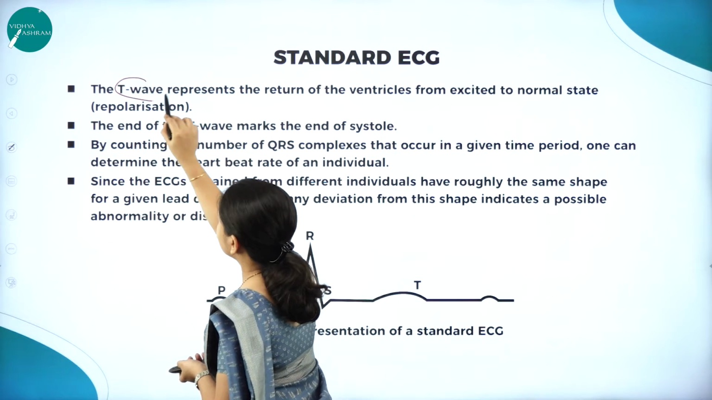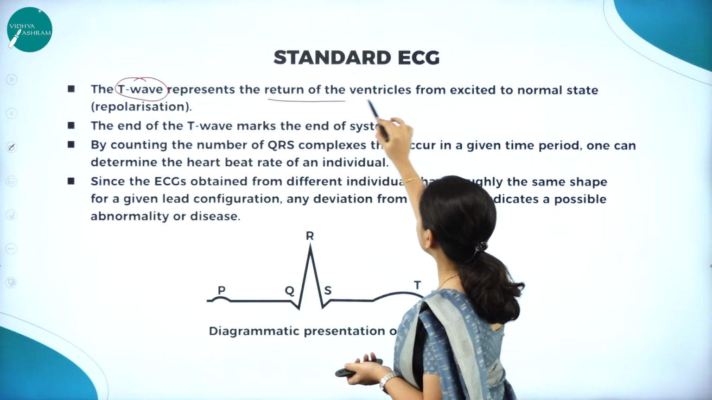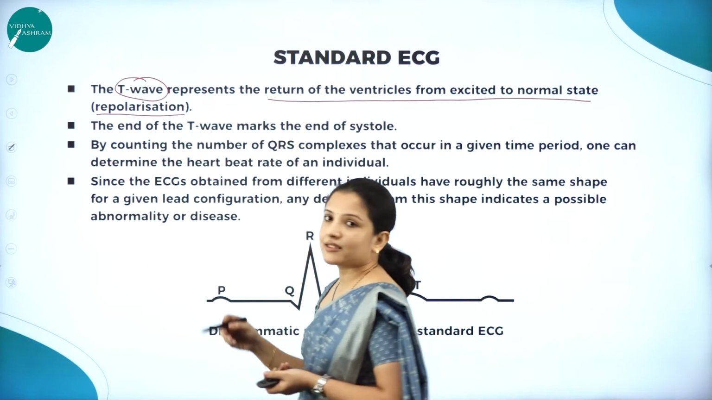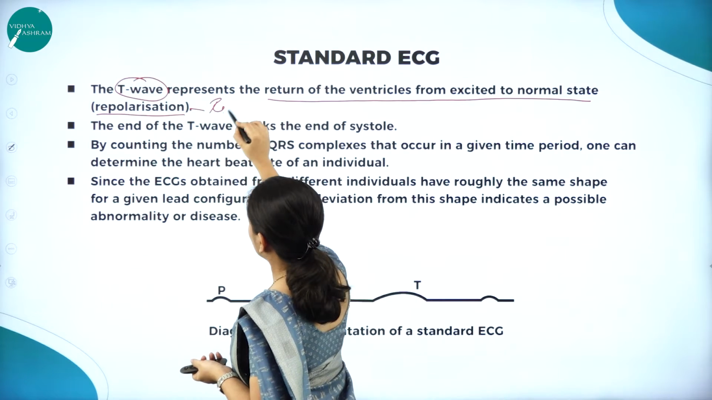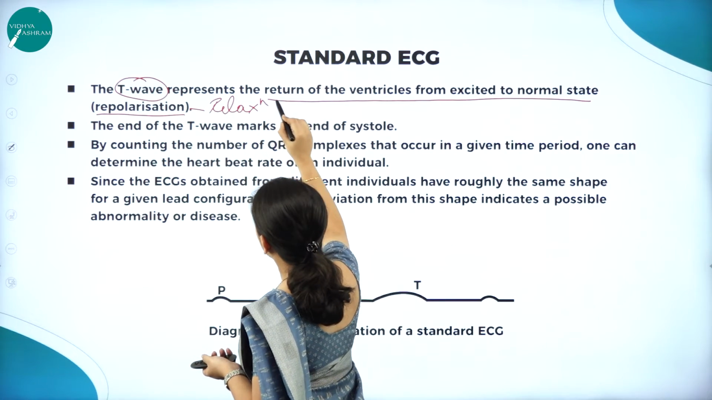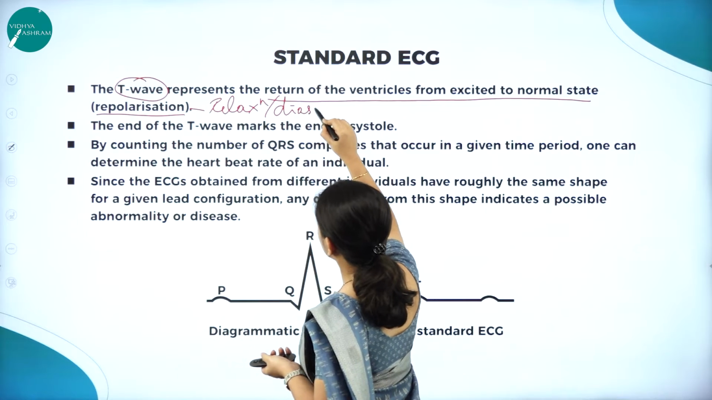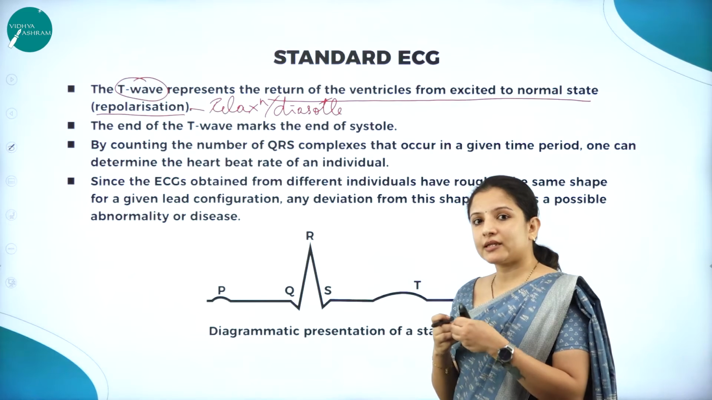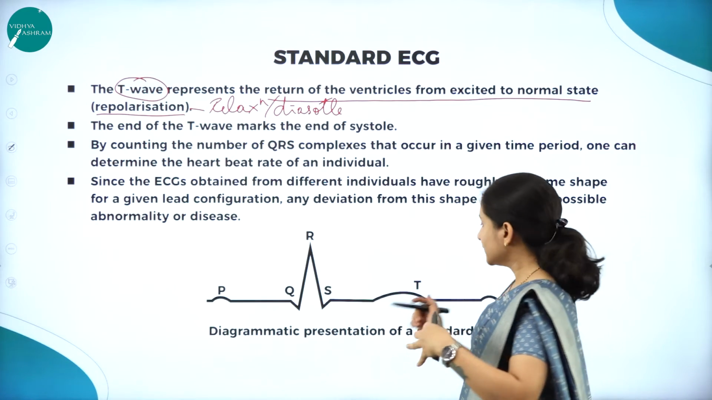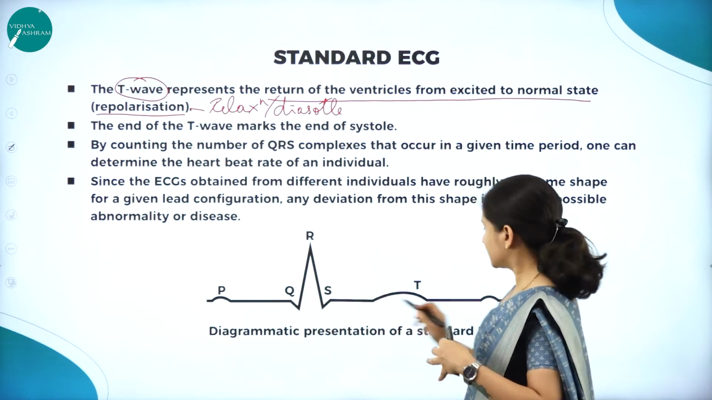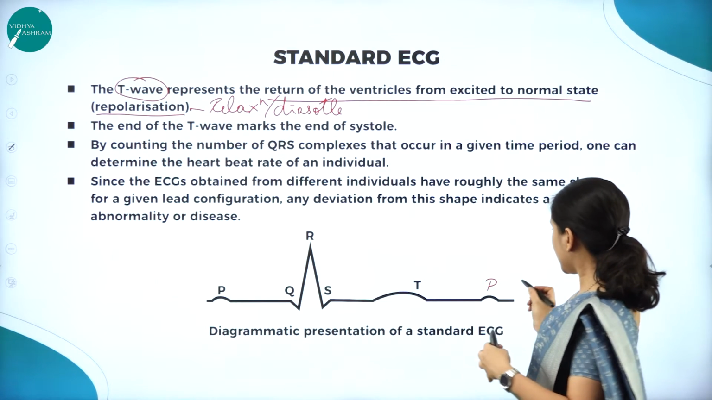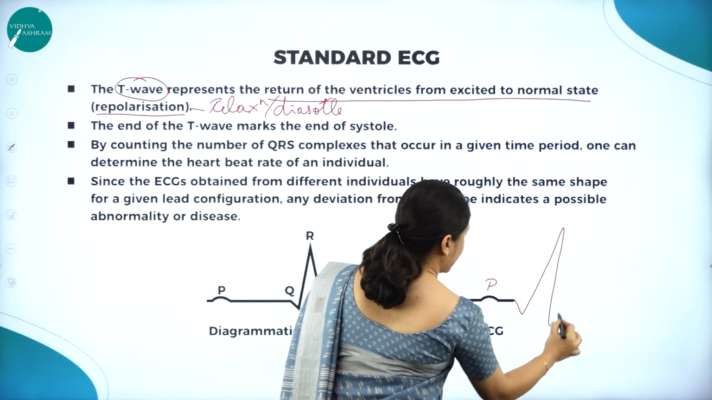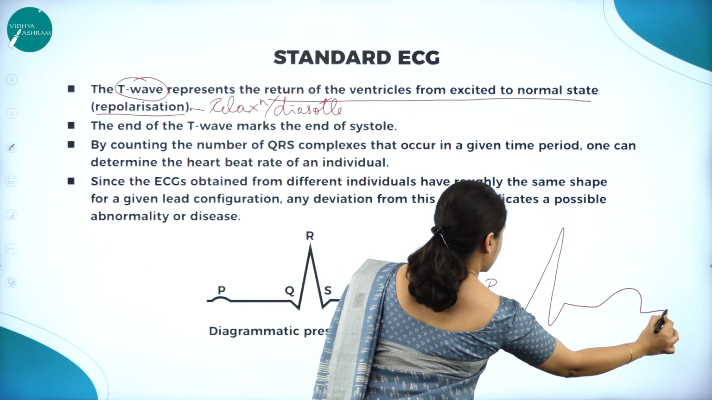The T wave represents the return of the ventricles from the excited to the normal state. That is repolarization, meaning relaxation or diastole. We call it relaxation or diastole. So ventricles will relax. Why will it relax? So that the blood can again get filled, so that the same process will again get repeated. So here again P, Q, then R, then S. Again here T, then again here P.